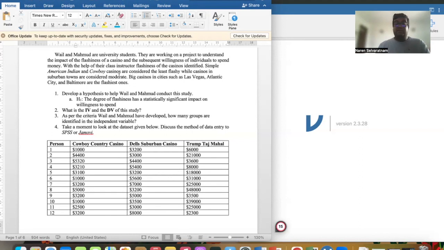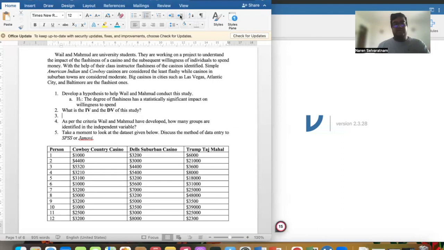But if you use a different system like what I have used, you have to be a bit careful when you interpret. We will get to that interpretation a little bit later, but let's focus on this right now. Now let's try to identify again what is the independent variable and the dependent variable. So here the independent variable is the degree of flashiness, or flashiness for that matter. And then what is our DV? Our DV is dollars spent.